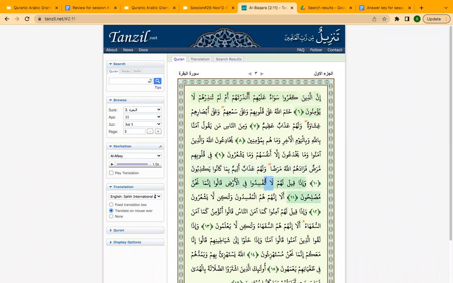So see, what do you think about tufsidu? Is it present tense, fi'l mudari, or madi? Look carefully. Mudari, right? It is mudari. Where is the sign of mudari? Tell me the sign of mudari. Very well done. You have ta there in the beginning. And if ta is there, you need to think about your mudari, right? Ta was there. That was your giveaway. So not only look at the end of the word, but look at the beginning of the word too. So now you have discovered this fail is mudari.